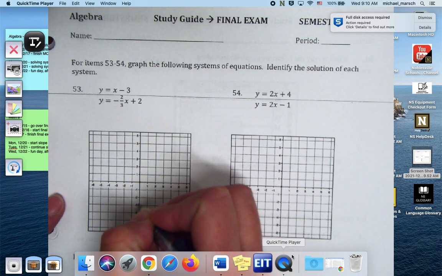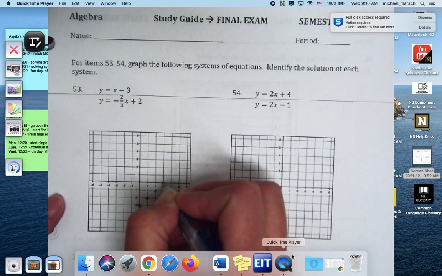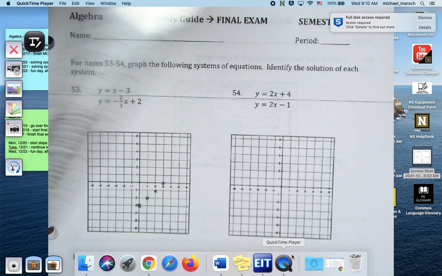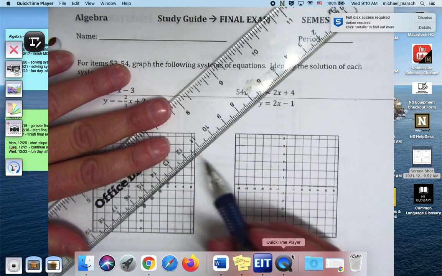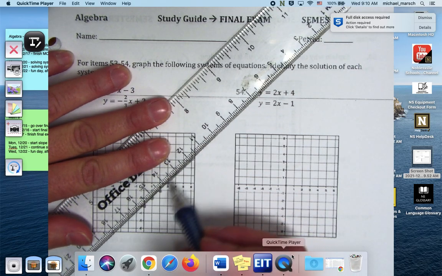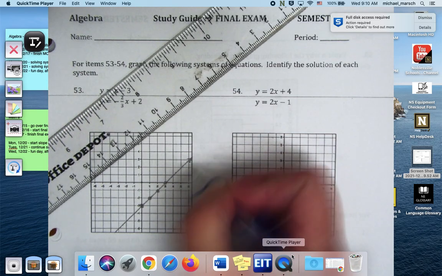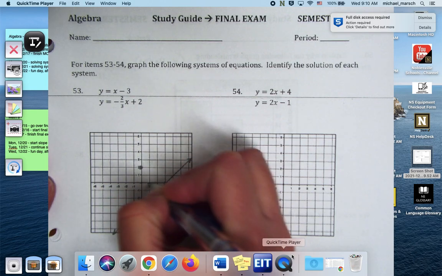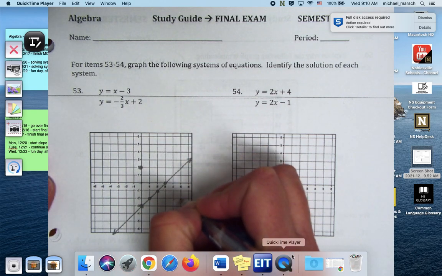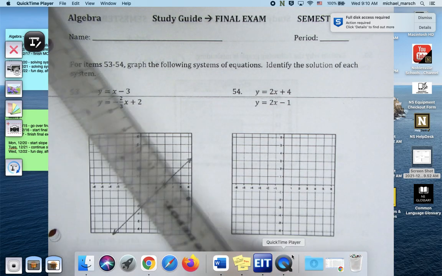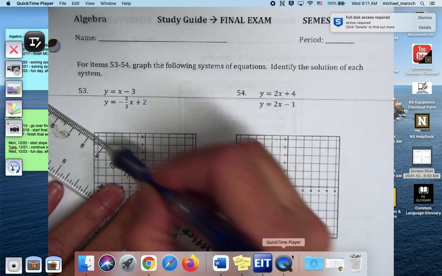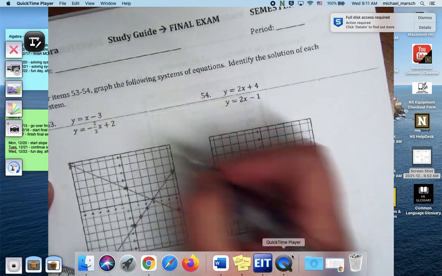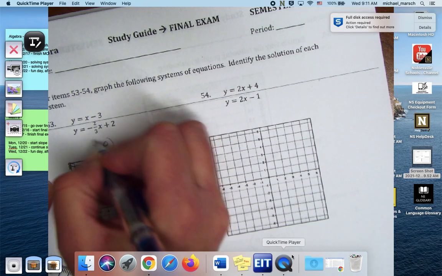So we're at -3, up 1/1. Let me get my ruler out. Made my 4 points. I'm going to graph this. Okay. And then I'm at +2, down 2/3, down 2/3. So very clearly, my solution is 3, 0.